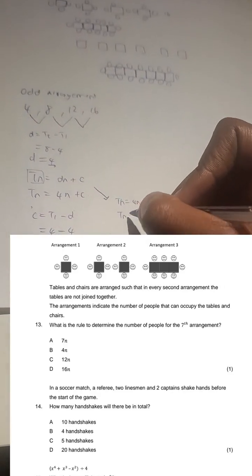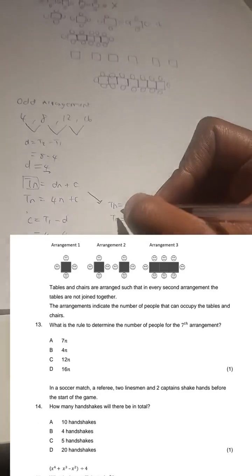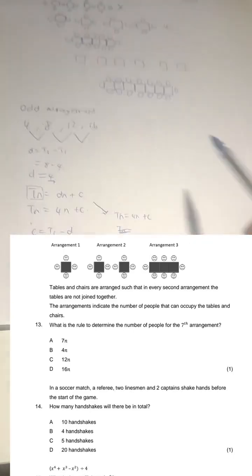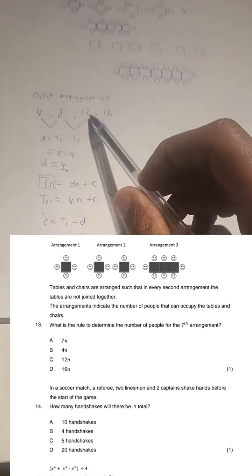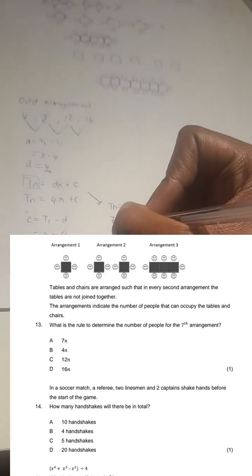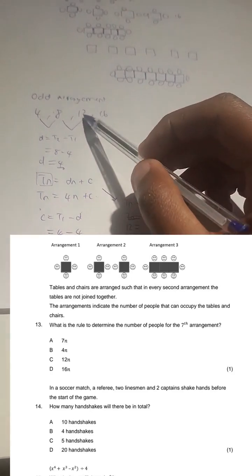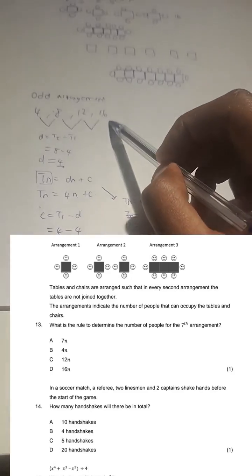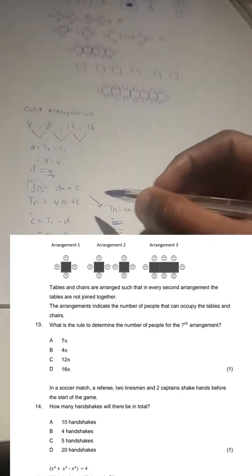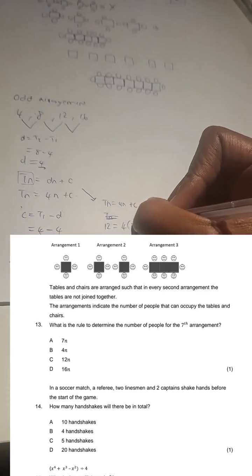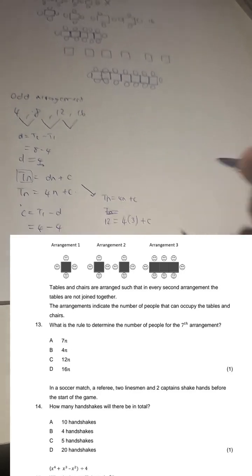Then you can say Tn is equal to, you can choose a term, any term. Let's say we choose term 12. That means in the place of Tn, we write 12. What position does 12 occupy in this pattern? It occupies the 3rd position. So we then say 4, in the place of n, we write 3 plus C.